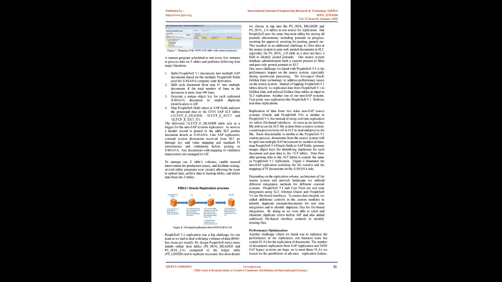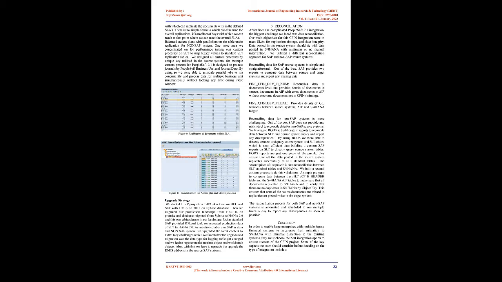But PeopleSoft uses the same line item tables for storing all journals and documents, including journals in progress, awaiting approval, awaiting posting, posted, etc. This resulted in an additional challenge to filter data at the source system to pass only posted documents to SLT, especially the PS_JRNL_LN table, as it does not have a field to identify posted journals. Our source system database administrators built a custom process to filter and pass only posted journals to SLT.